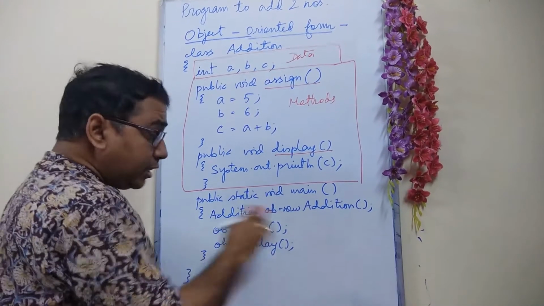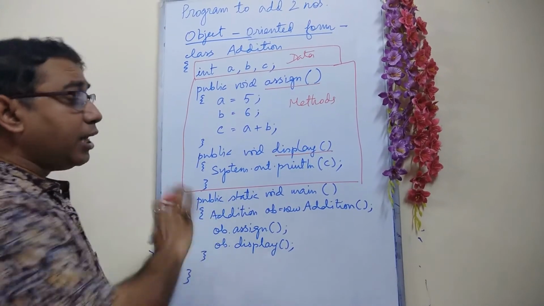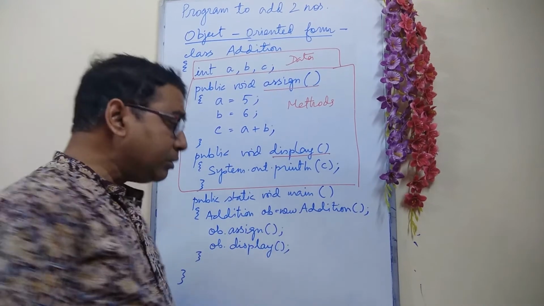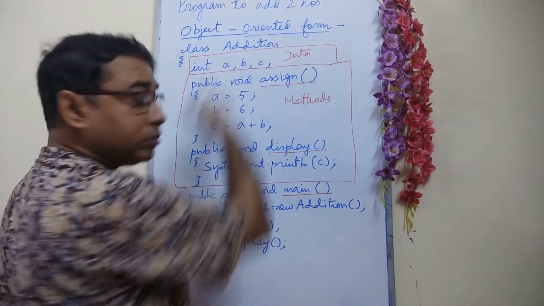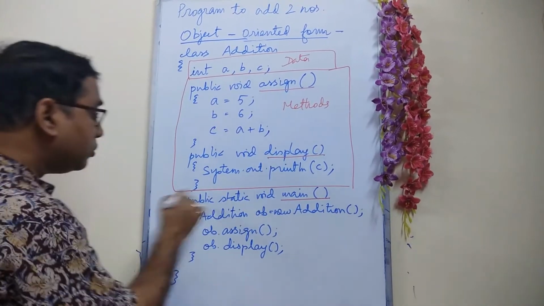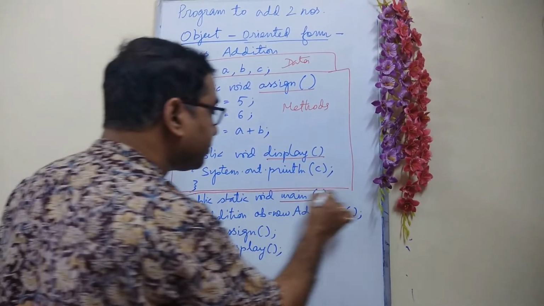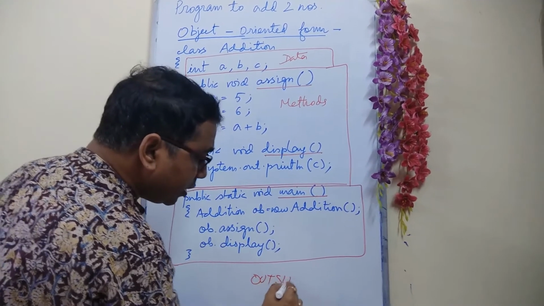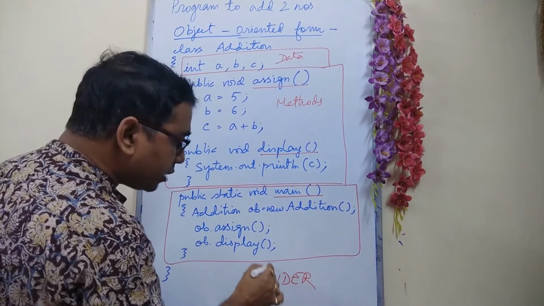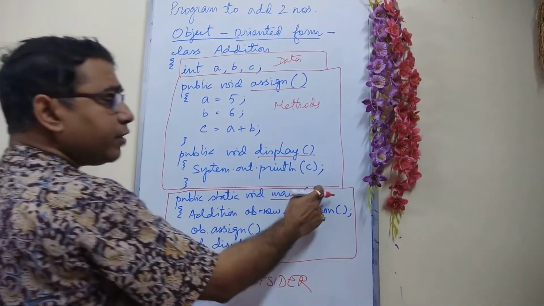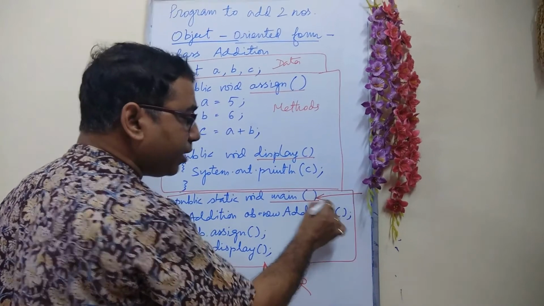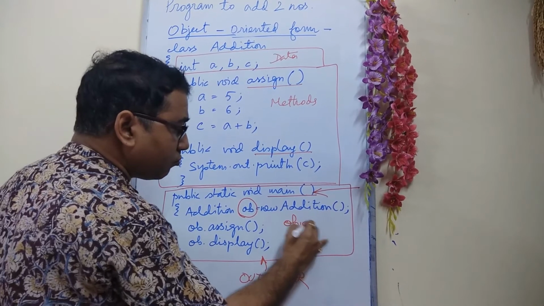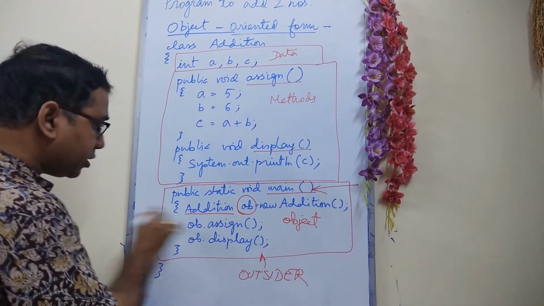In main, what I am doing? Main is actually the outsider, because when we run a program, the user, the outsider, can only access the main method. Through main, we can enter the program. So the main part is where the outside world is accessing your program. When the main method executes from here, this one is your object, and this one is your class.